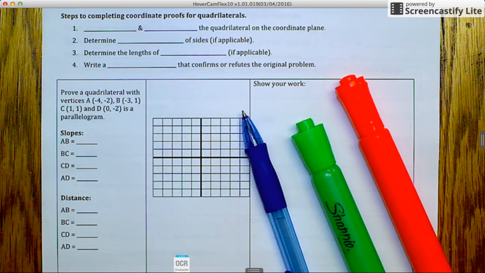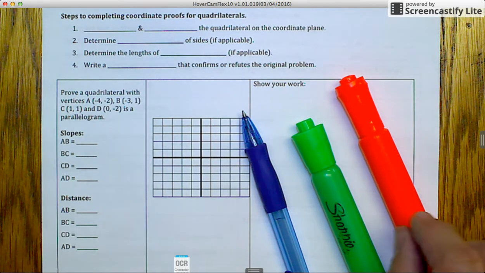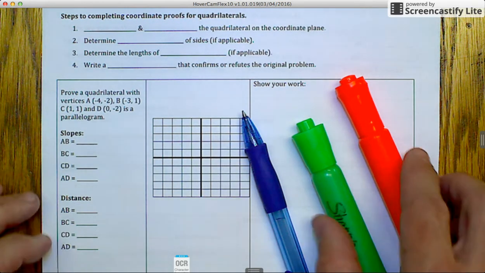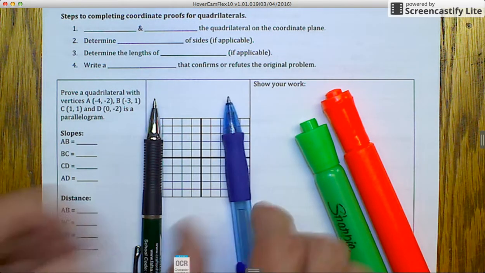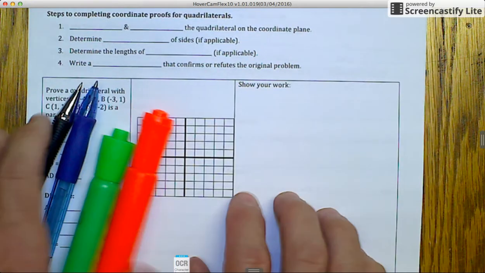Okay, so this is going to be part 2 of our coordinate proofs for quadrilaterals. In part 1, we talked about all the characteristics of each quadrilateral and what you needed to show in order to prove that they are the shape that they are. For this one, we're going to do a couple of examples. Before we start, make sure you have a couple of highlighters, a pen, maybe a pencil, to do some work. Those are the 4 things that I'm going to use.